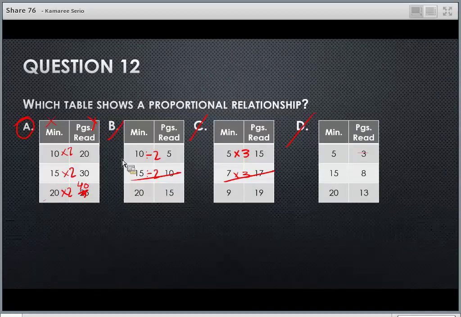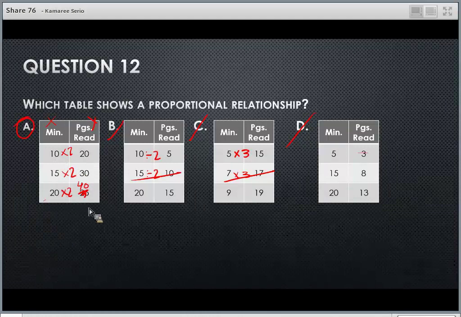So also, in case you guys were curious, I was just looking at 10 to 20, and I was thinking, with multiplication or division, what number do I multiply or divide by to go from 10 to 20? And 20 is doubled, so you're multiplying by 2, so you can check that with the rest. Remember, for it to be proportional, you have to either multiply or divide by the same number, all the way down.